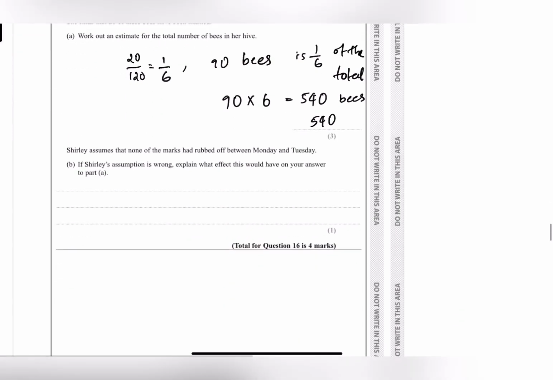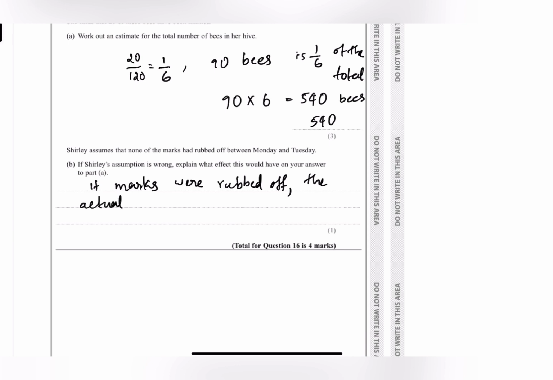Now, Shirley assumes that none of the marks had rubbed off between Monday and Tuesday. If Shirley's assumption is wrong, explain what effect this would have on your answer. So you can say if marks have been rubbed off, the actual number of bees will be lower than 540. So that is your answer.